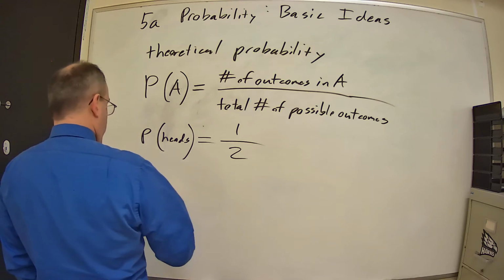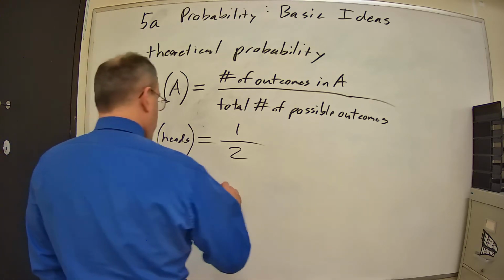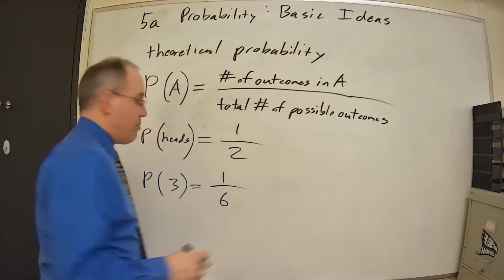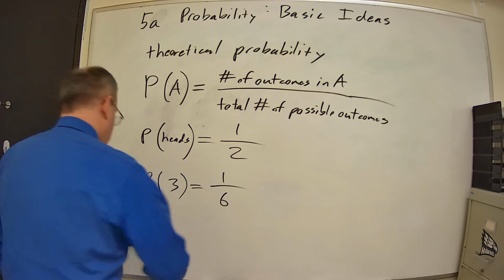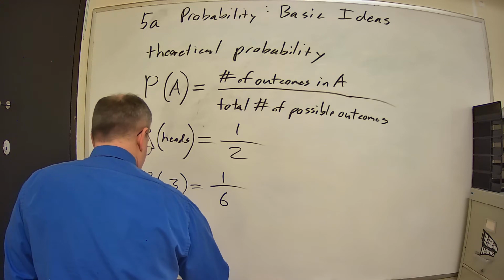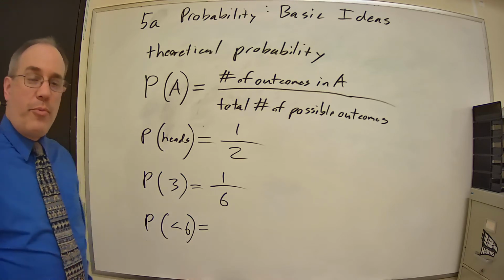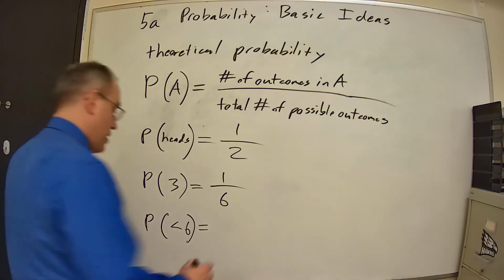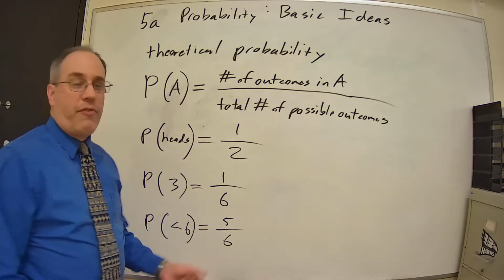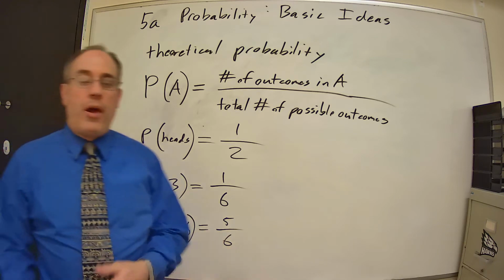The probability of rolling a 3, if I'm rolling a six-sided die, there's one way that I can get a 3 out of 6 possible outcomes on that die. So 1/6. The probability of rolling a number less than 6. So if I'm rolling a die and I want the probability of rolling a number less than 6, there are 5 numbers less than 6 on that die out of 6 total values, so 5/6. So that's how you come up with your theoretical probability.